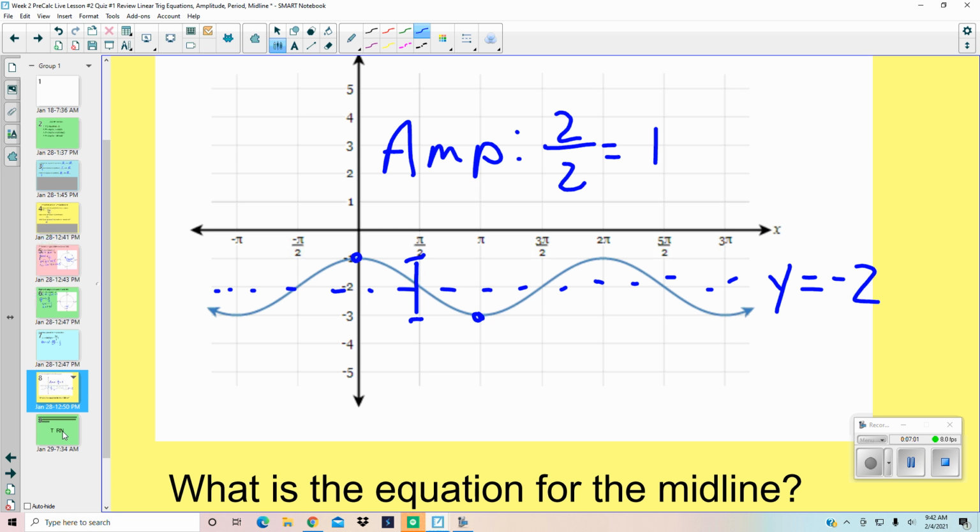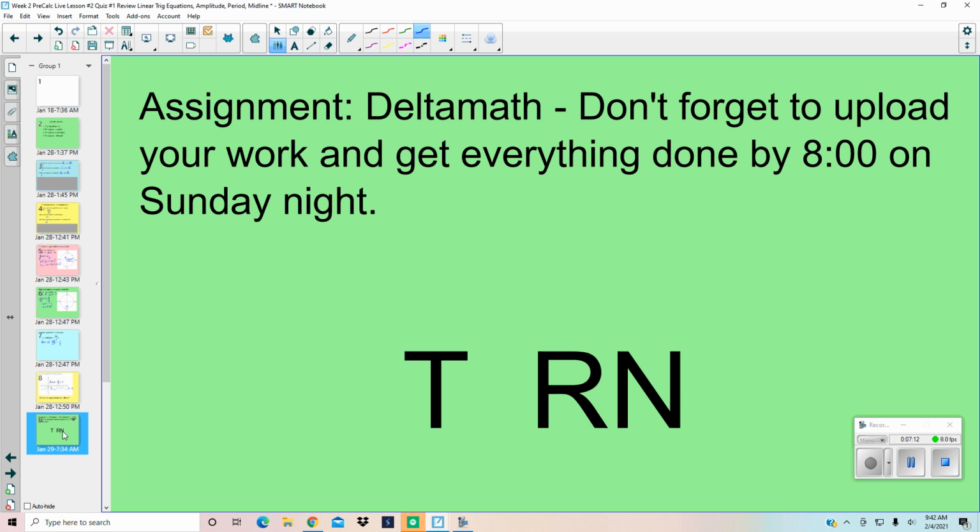All right, so you're going to go to Delta Math and take the quiz. And I might post that quiz earlier so that when you have free time today, you could actually get it done. So don't forget to upload your work and get everything done by 8 o'clock on Sunday night. That's including the assignment for this week.